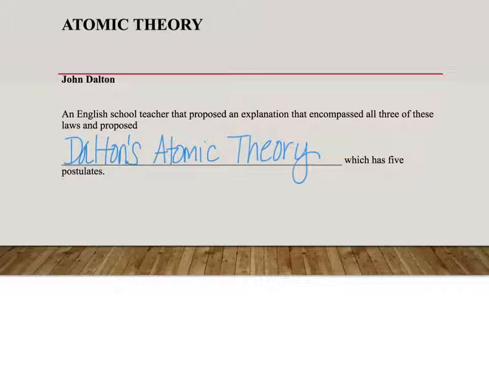So a very big part of atomic theory and what we understand has to do with John Dalton's atomic theory. What he did was he proposed an explanation that encompassed all the 3 laws that we just talked about, and so he came up with his atomic theory, which has 5 postulates that we're going to talk about on the next slide. But make sure you know that it's John Dalton or Dalton's atomic theory for a test.